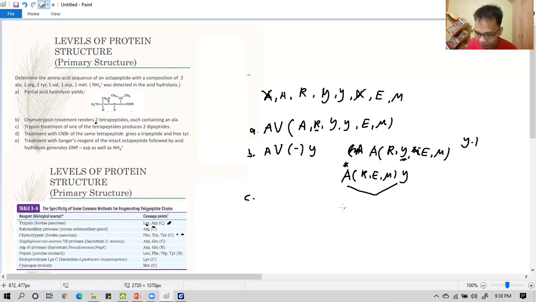Sa may C natin, ibig sabihin, so it's either, let me have this, okay, null value of A, asterisk A, and then we have R, kasi di ba nag-cleave daw sa may C-terminus. And then dito, it's either E or M, and then Y. Okay? Take note guys ha, null value to ha, hindi dapat tayo sure dito. So lagyan natin bracket. Okay. And then treatment of the same tetrapeptide, ito rin daw, yields a tripeptide and trityrosine.